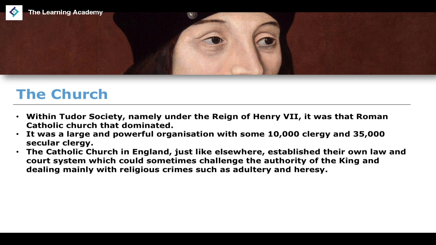And the reason why we have our own established judicial system within the Catholic Church during this period is to try and to deal with a number of different what we would describe as religious crimes. So crimes such as adultery and heresy, crimes that aren't actually crimes, but according to the Catholic Church, were crimes. And so that is what the church law and the church judiciary stood for and existed to do.